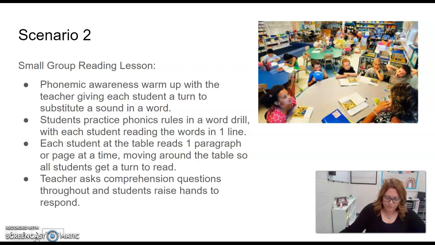And say we ask roughly 5 questions about the text we're reading, and there's 6 students in our group. Is each student even going to have the opportunity to answer a question?